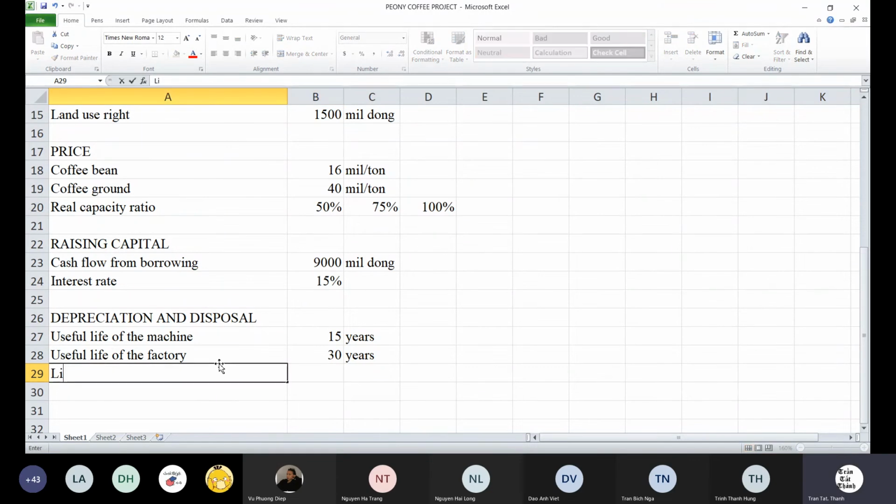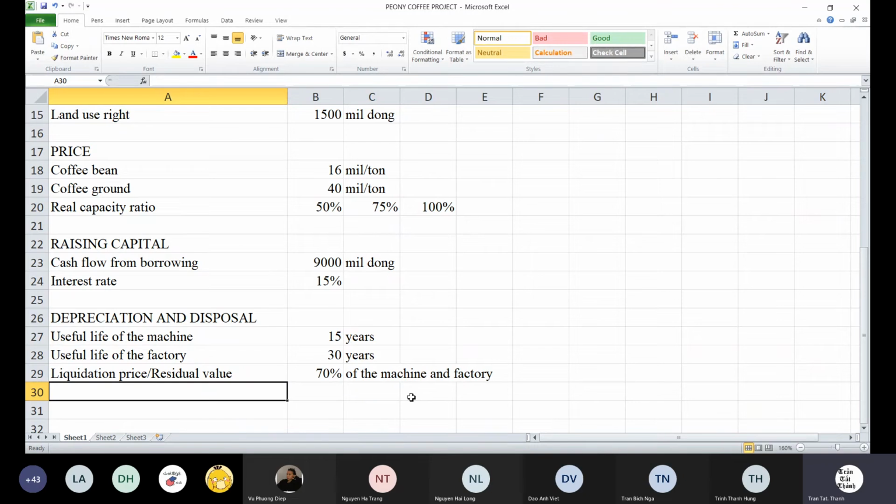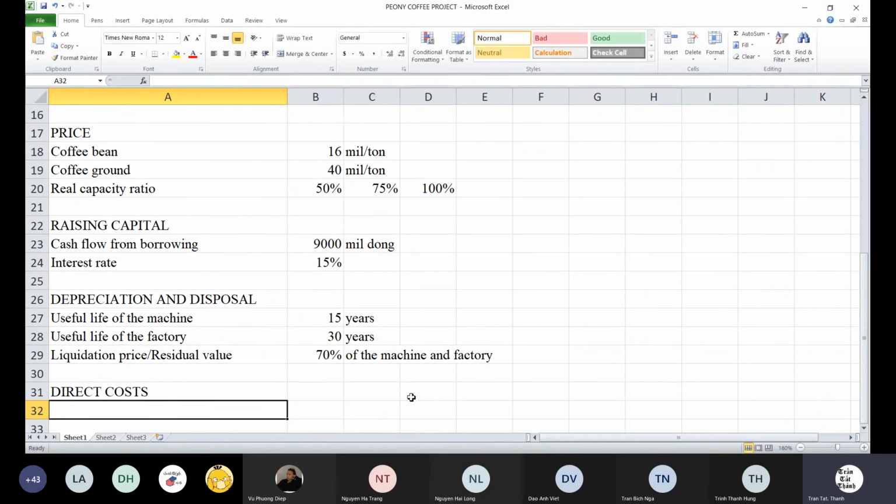The liquidation price or disposal price over the residual value for the machine and the factory is going to be 70%. Land use right 100%. Last, direct costs. I'm going to give you some minutes to write them down, and then we are going to work on this. After that, I'll give you 5 minutes.